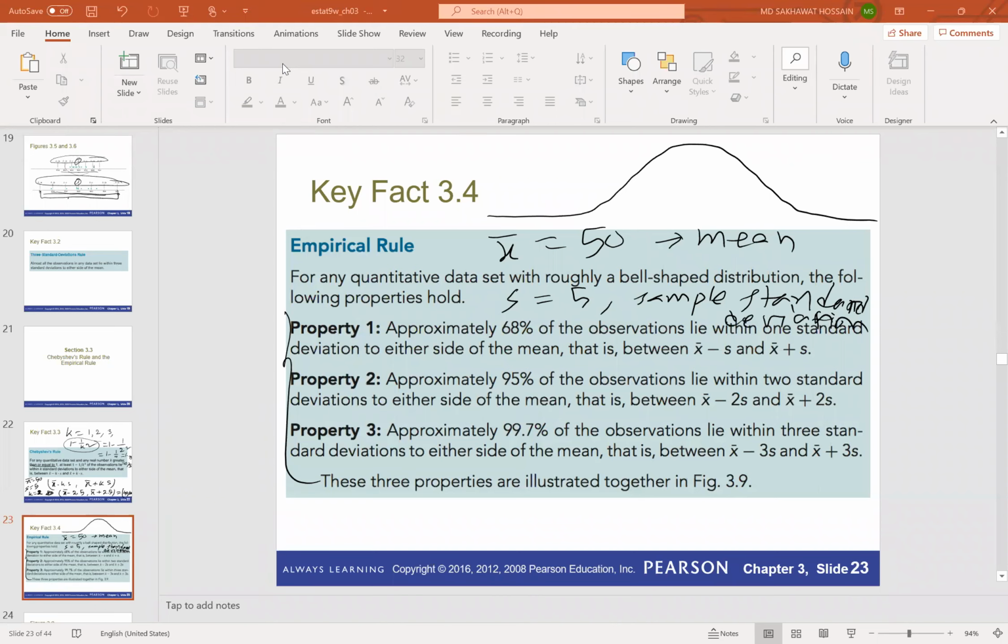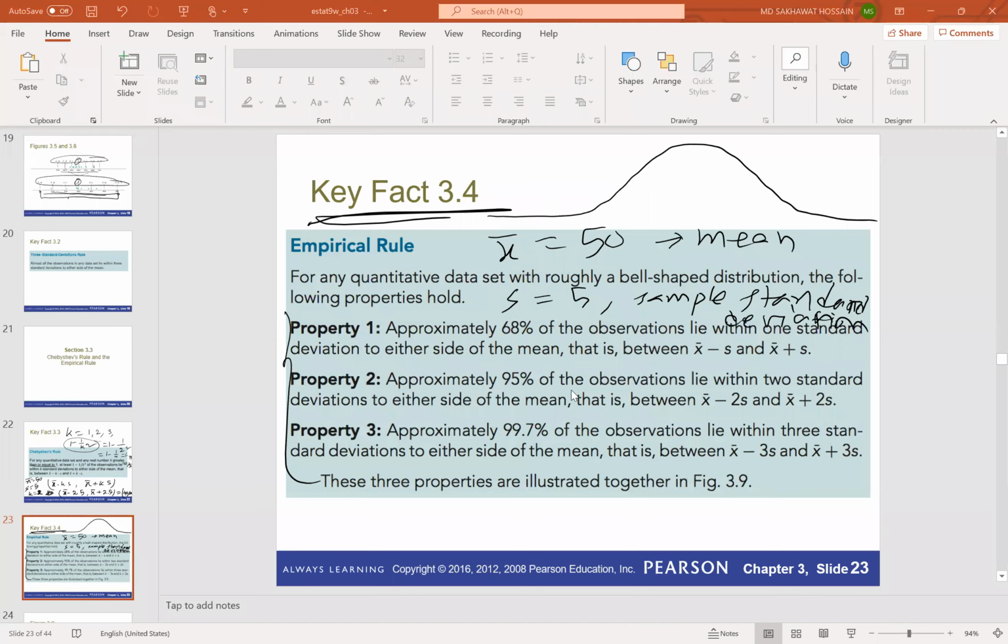Oh, can you see the screen? Someone is saying that the screen is freezing. Do you see key fact 3.4? And I'm also writing on it. Okay, thank you.